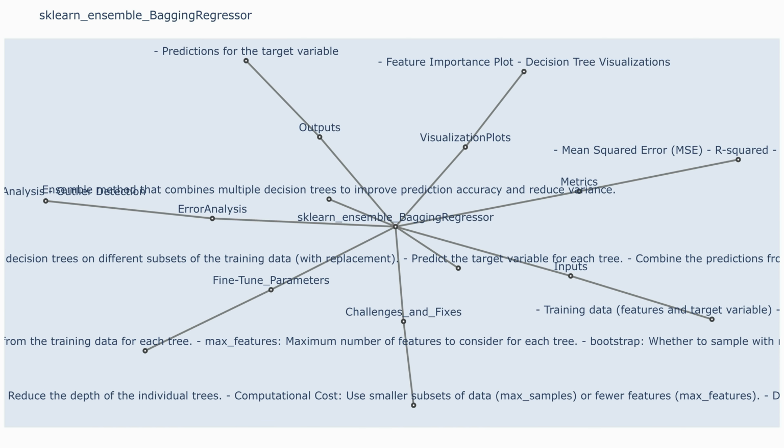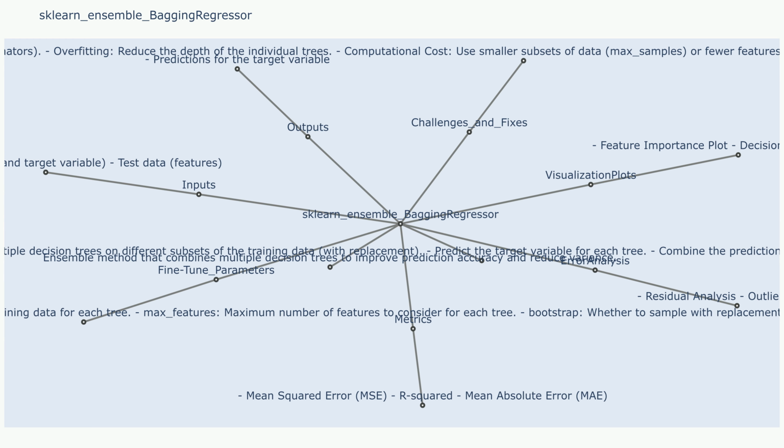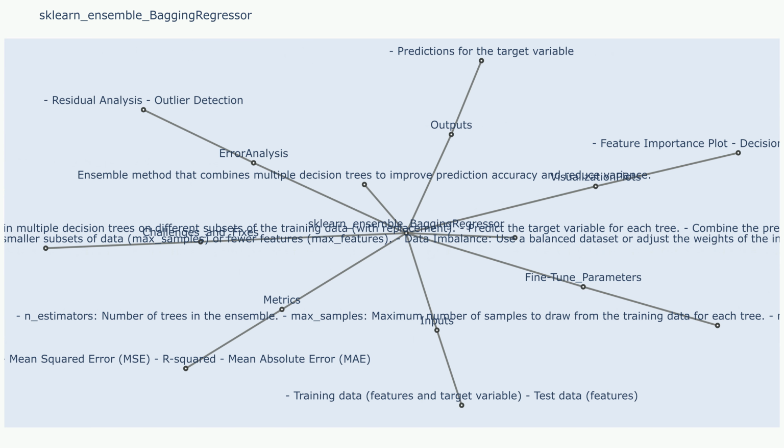sklearn ensemble BaggingRegressor. Description: the bagging regressor is an ensemble method that uses bootstrap aggregating, bagging, to create multiple decision trees and then averages their predictions. This helps to reduce variance and improve the accuracy of the model. It is particularly useful for dealing with complex datasets with high variance, where a single decision tree might overfit the data. Inputs. Base estimator. This is the base estimator used to create the individual decision trees.